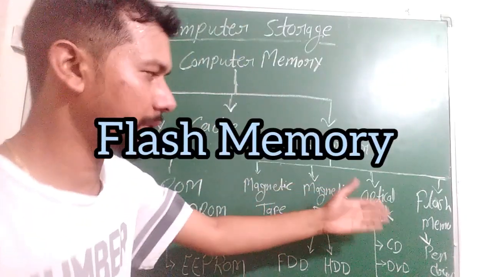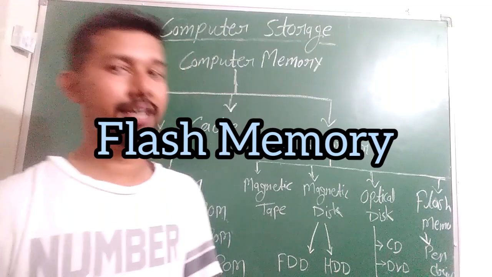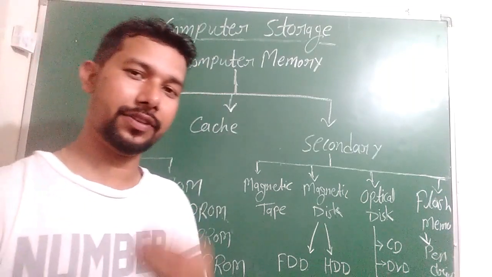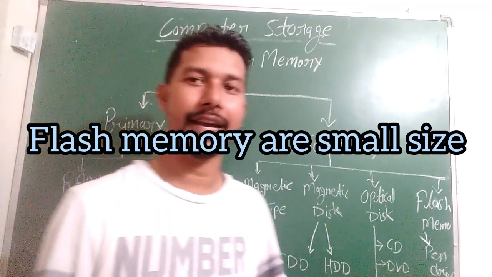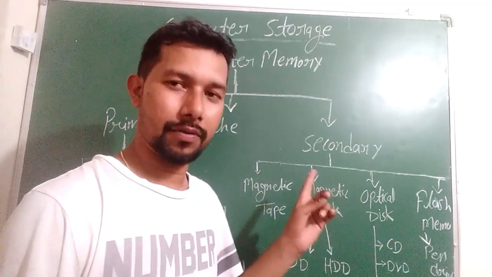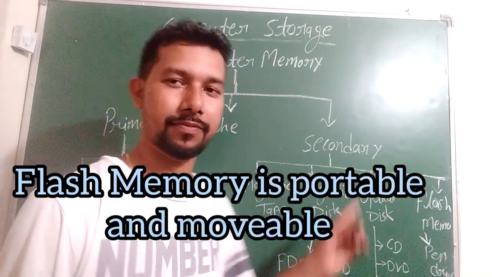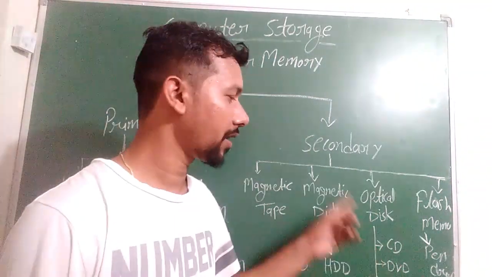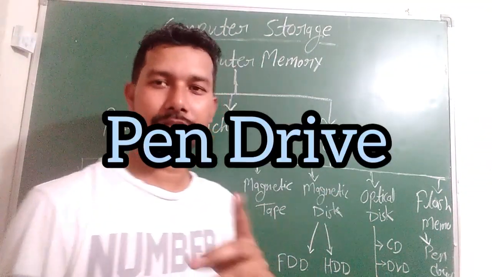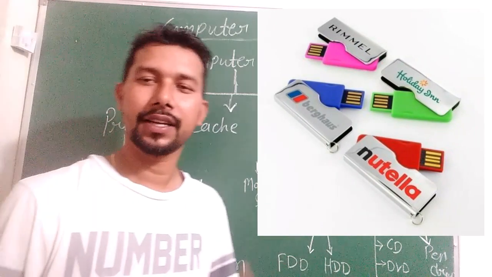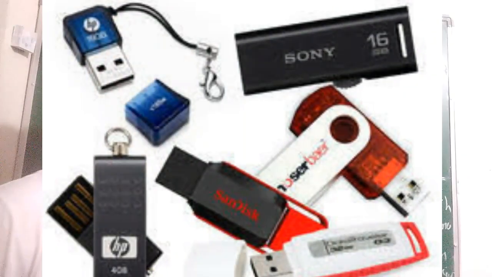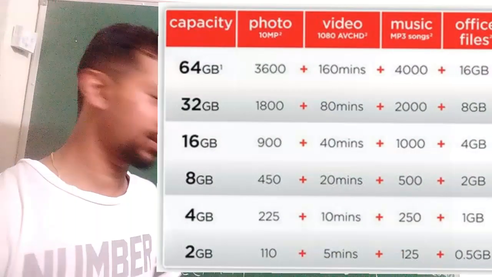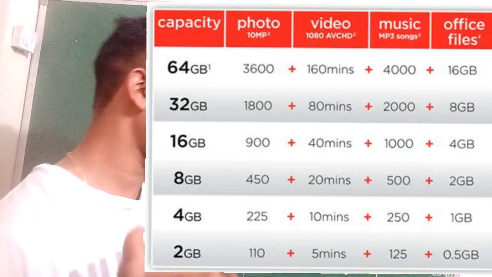Next is flash memory. This is the modern era. We want everything in our pocket. Flash memory is very light and portable for storage devices. For example, pen drive. Everybody knows pen drive. This is a pen drive. It is very light and available in the market in various types. You can choose according to your choice.